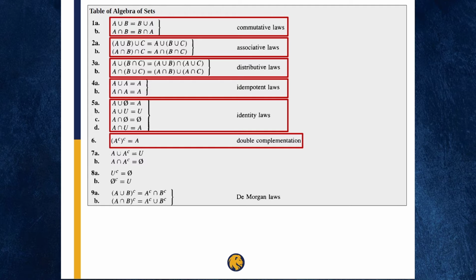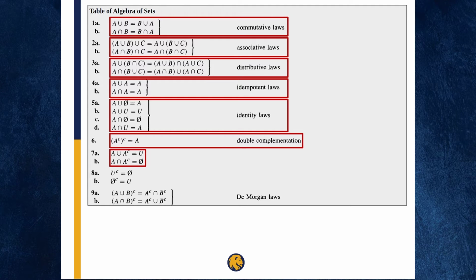The complement will cancel out in a sense if we do double complements. So the complement of A complement is still equal to A. It's kind of like double negation would be with numbers. And then it says here A union with A complement is equal to U. So everything in A union with everything outside of A is the full universal set.